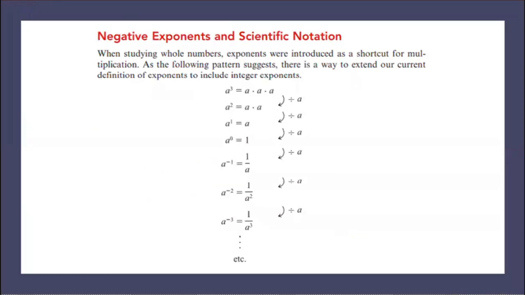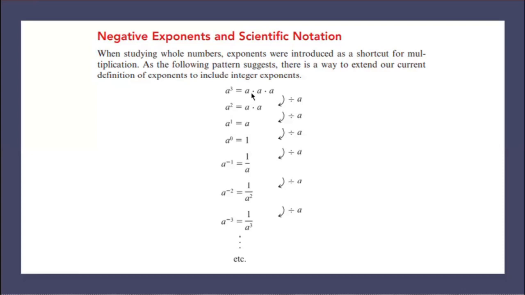Negative exponents and scientific notation. When studying whole numbers, exponents were introduced as a shortcut for multiplication. As the following pattern suggests, there is a way to extend our current definition of exponents to include integer exponents. For example, a raised to the 3rd power, or a cube, is the product of a by itself 3 times.